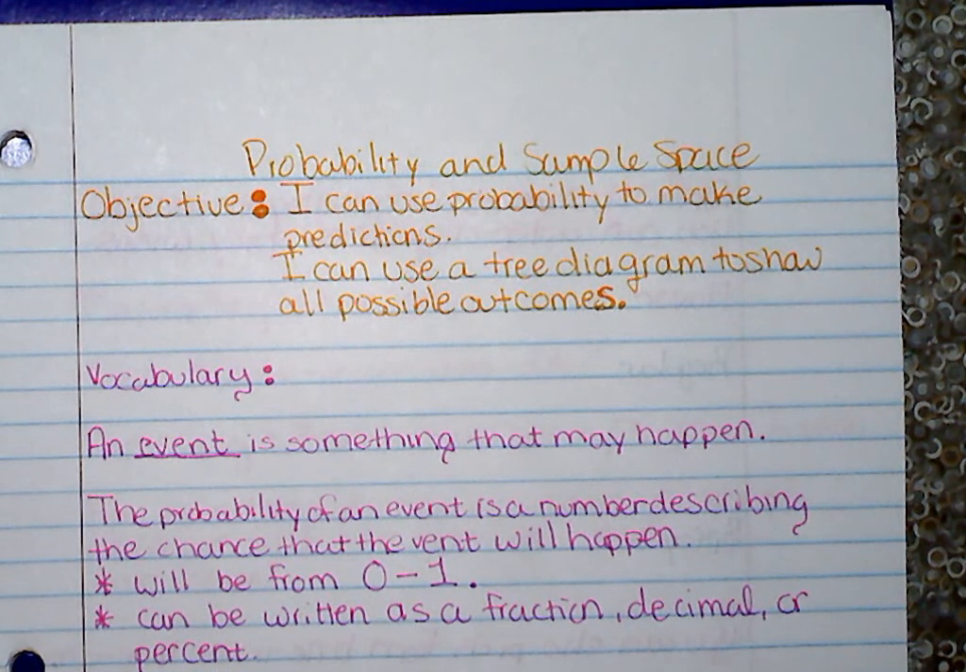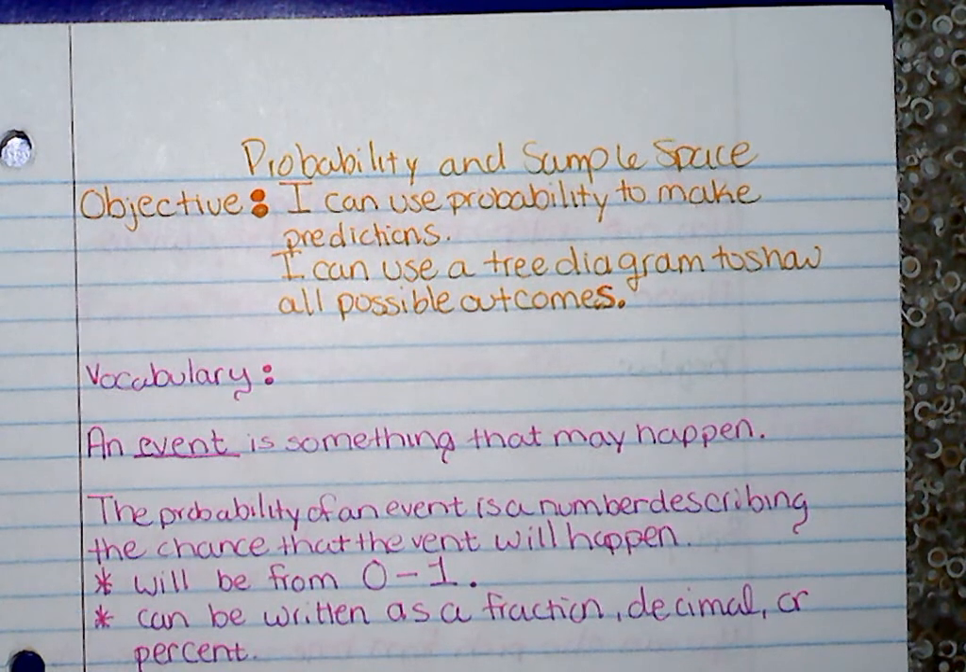Or the probability of you landing heads instead of tails is 1 out of 2. So our objective today is: I can use probability to make predictions, and I can use a tree diagram to show all possible outcomes. Now, those words may seem confusing right now, but don't worry. We'll have you unconfused by the end of this video.